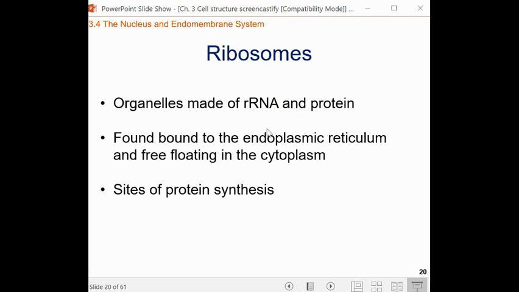Again, the ribosomes are these little tiny organelles made of rRNA and protein. They typically are found in the endoplasmic reticulum, but you can see them around in the cytoplasm as well. And this is what manufactures the protein.